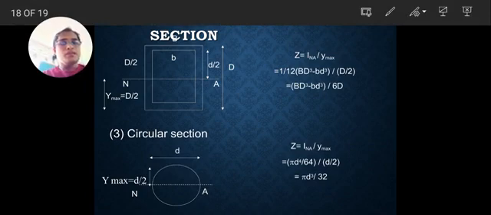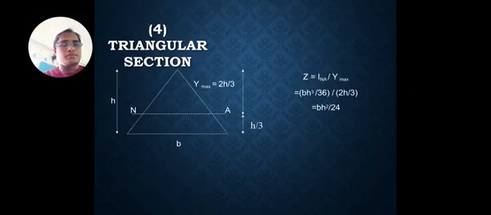Now, for the circular section, y max is equal to D over 2. So the formula is Z equal to the moment of inertia over y max, equal to pi D to the 4 over 64 over D over 2, or pi D cubed over 32. For the triangular section, the neutral axis is such that y max is equal to 2h over 3. So Z is equal to the moment of inertia over y max, which is BH cubed over 36 over 2 over 3 times h. Simplifying, it is equal to BH squared over 24.